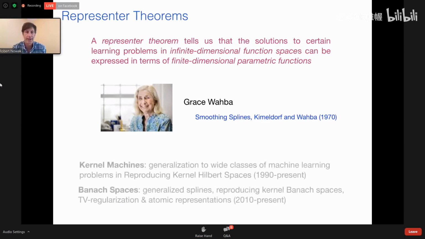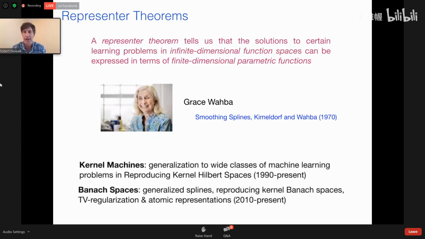Here, of course, we have kernel machines, which generalize this idea of representer theorems to all sorts of reproducing kernel Hilbert spaces. That's been an active area of research since the 90s. More recently, people have been looking at representer theorems in Banach spaces. This includes work on generalized splines, reproducing kernel Banach spaces, total variation regularization and atomic representations. And the neural network representer theorem that I'll talk about is an example of these Banach-based results.